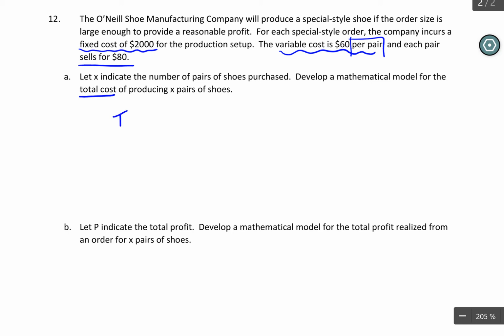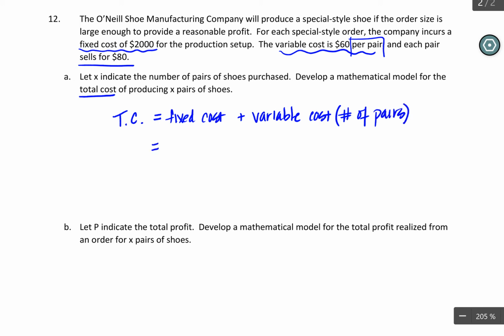If we don't know the total cost, or that's what we're after, we can insert TC to stand for total cost for the moment. So total cost, we know from our notes and our reading, equals the fixed cost plus the variable cost. But remember, the variable cost is per pair of shoes. So we multiply that $60 times the number of pairs of shoes.